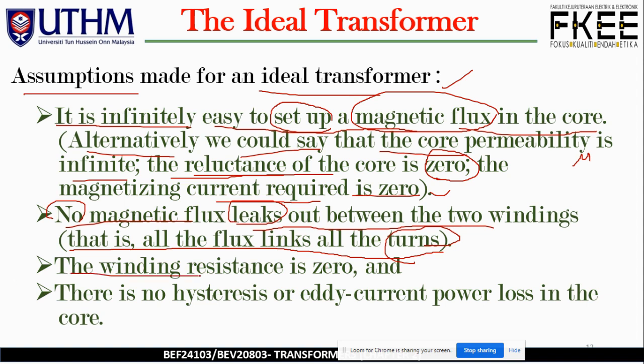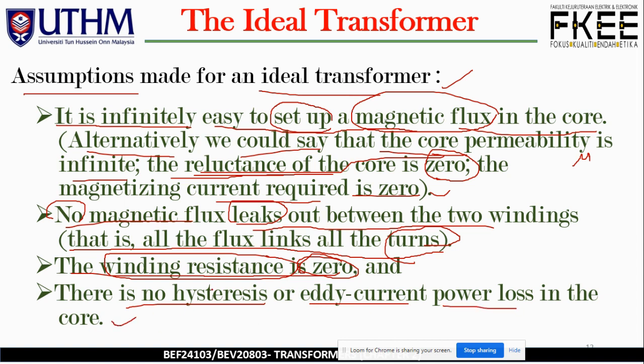The winding resistance is also zero. We have seen that the reluctance inside the core is zero, and the winding resistance is also considered zero. There is also no hysteresis or eddy current power loss in the core. Everything seems so ideal.